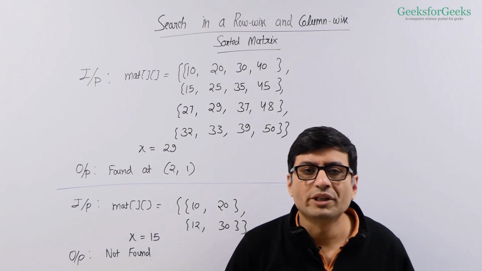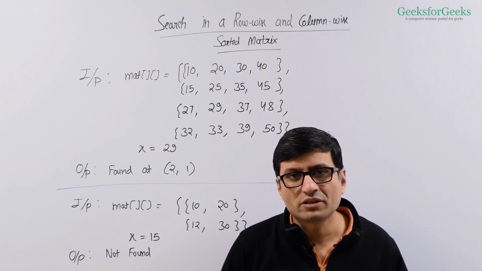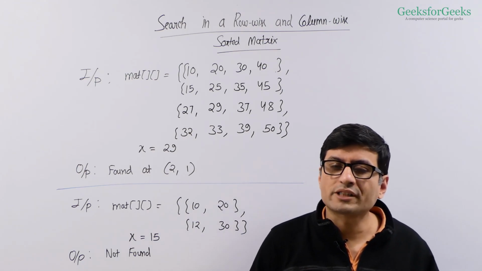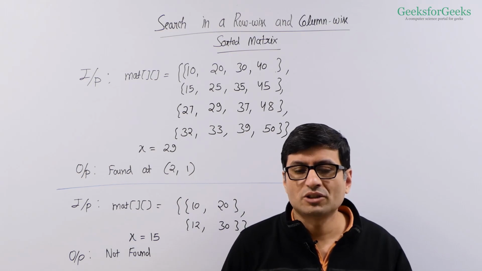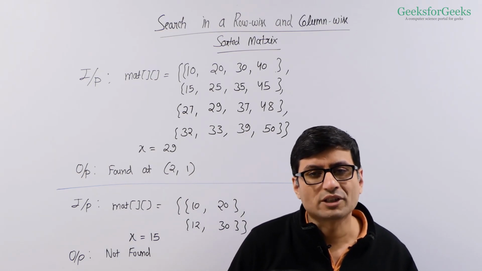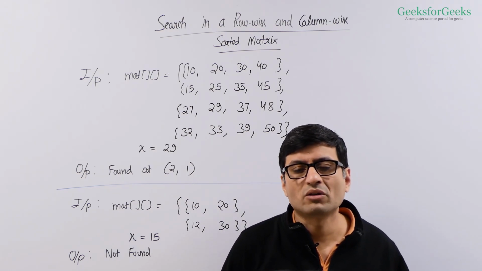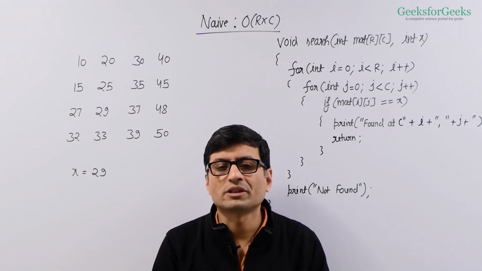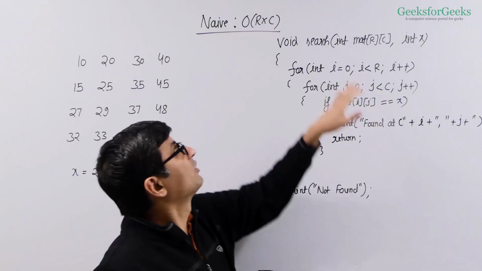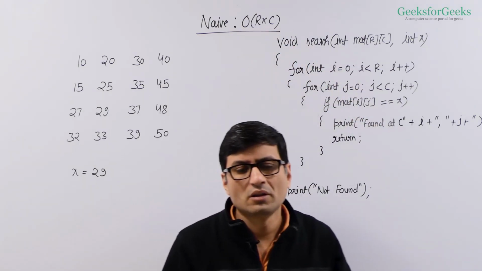Now please pause this video and try to write down a function that takes a matrix as input, a value x as input, and this function should print the position of x if it is present, otherwise it should print not found. Let us first talk about the naive solution. Time complexity of this naive solution is big O of R into C.